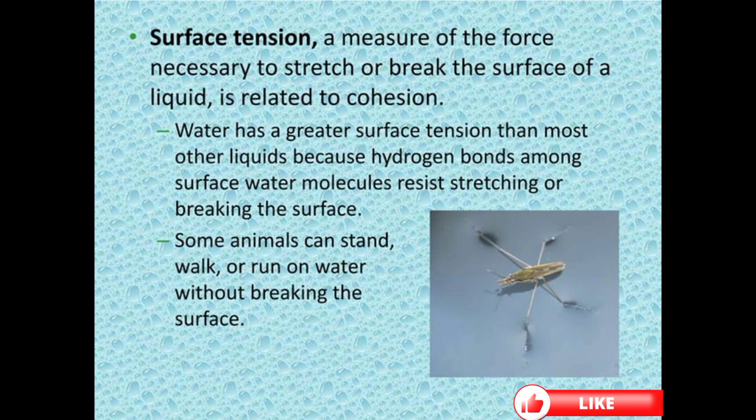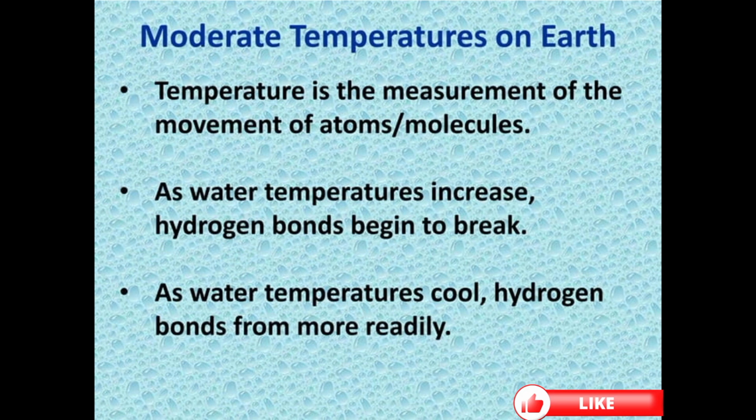Surface tension. A measure of the force necessary to stretch or break the surface of a liquid is related to cohesion. Water has a greater surface tension than most other liquids because hydrogen bonds among surface water molecules resist stretching or breaking the surface. So some animals can stand, walk or run on water without breaking the surface. You can see in the diagram that a water strider easily moves on the surface of water without breaking the water surface.